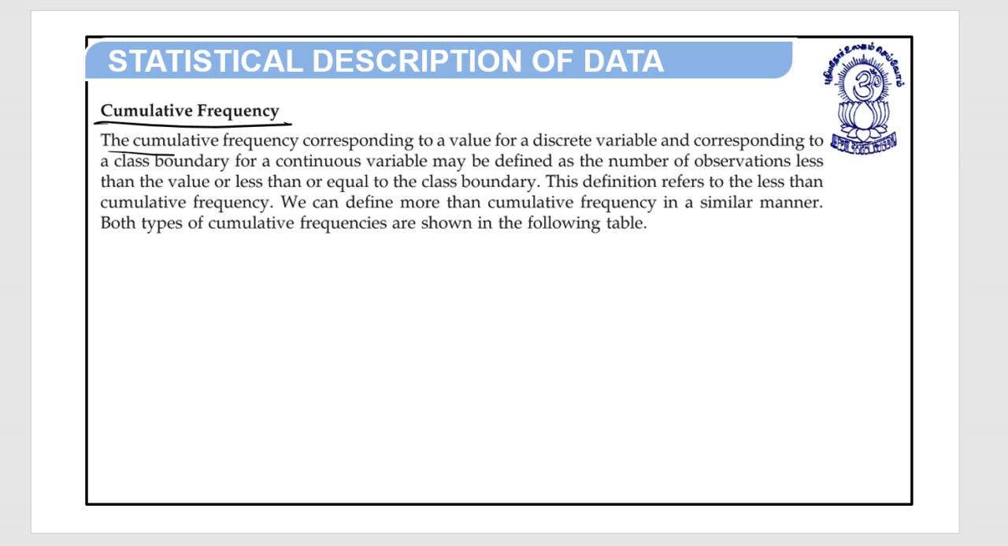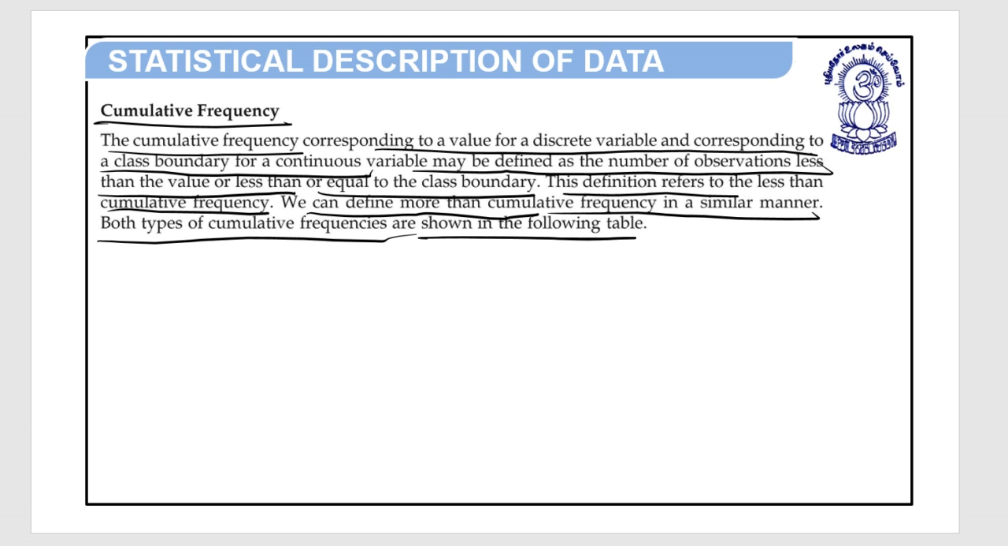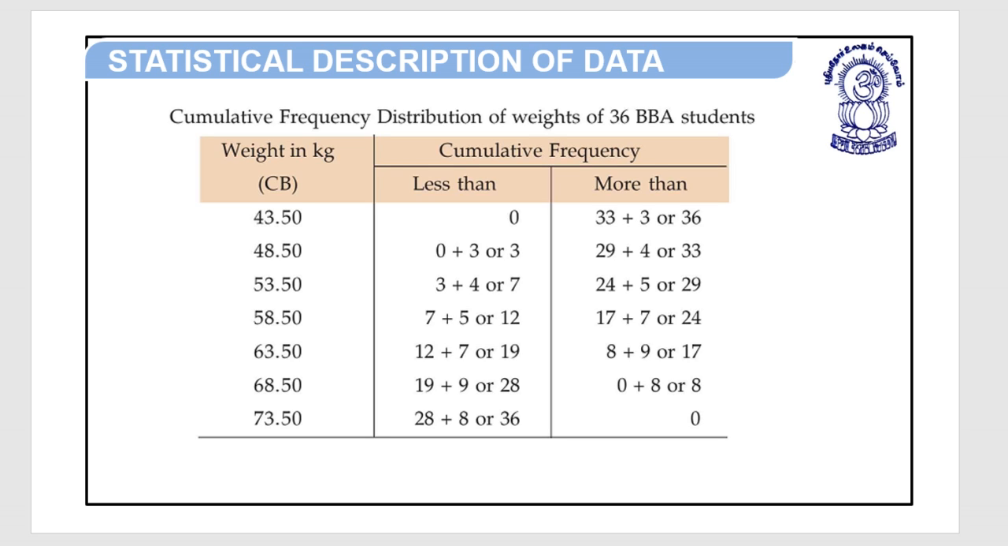Cumulative frequency. The cumulative frequency corresponding to a value for a discrete variable, and corresponding to a class boundary for a continuous variable, may be defined as the number of observations less than the value or less than or equal to the class boundary. This definition refers to the less than cumulative frequency. We can define more than cumulative frequency in a similar manner. Both types of cumulative frequency are shown in the following table.